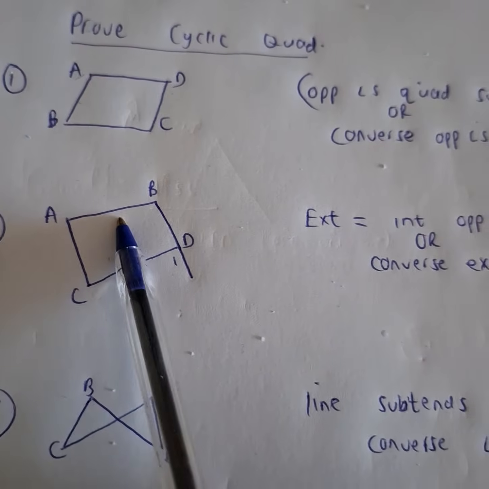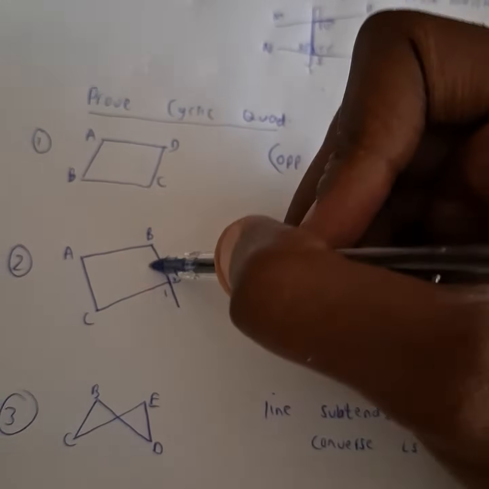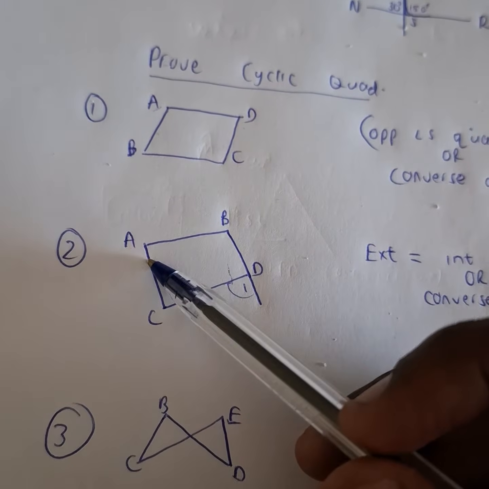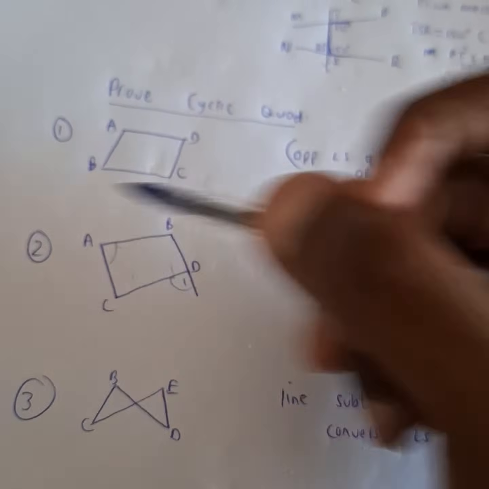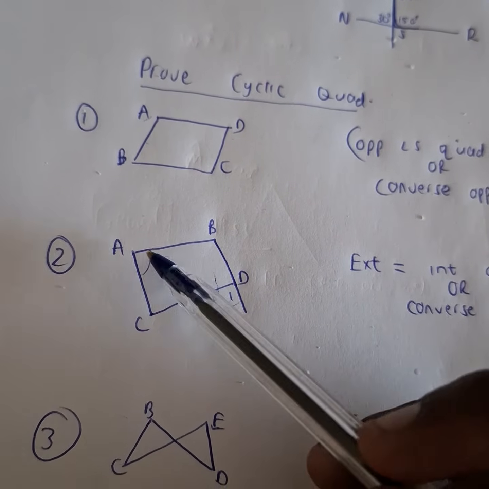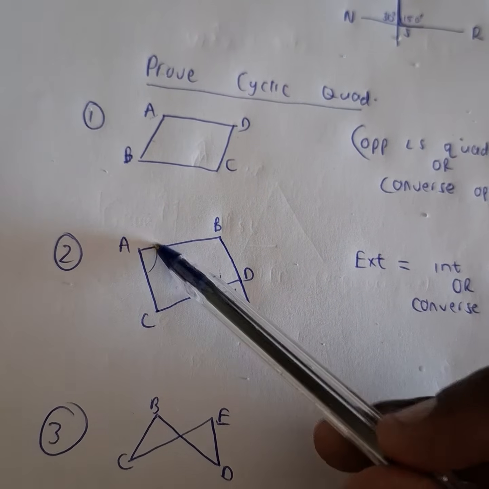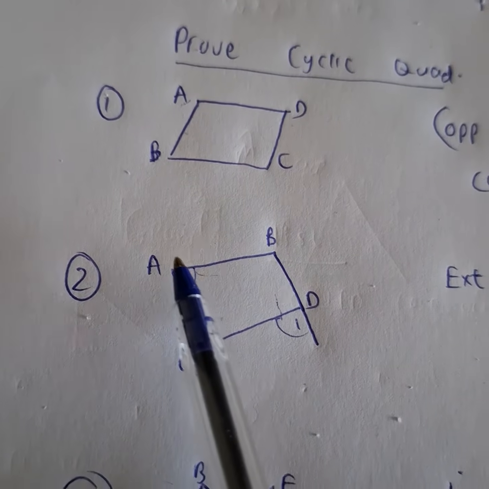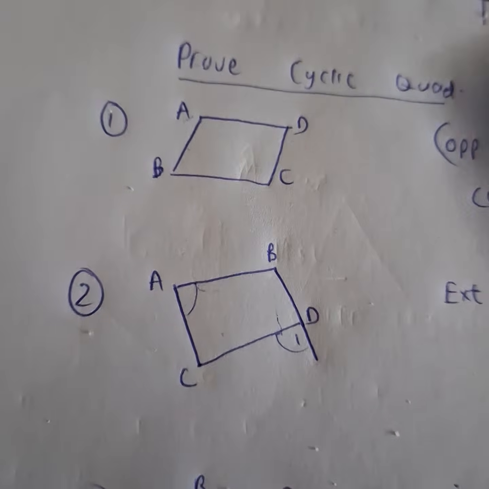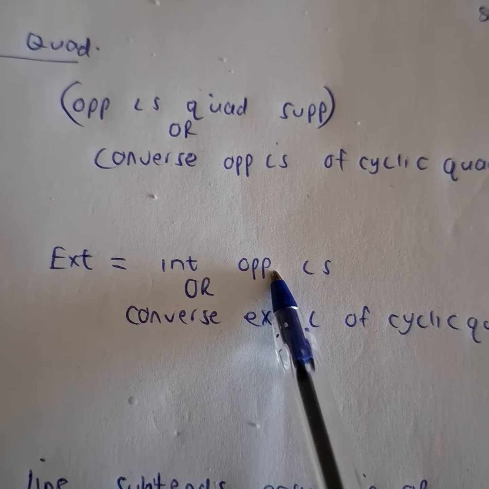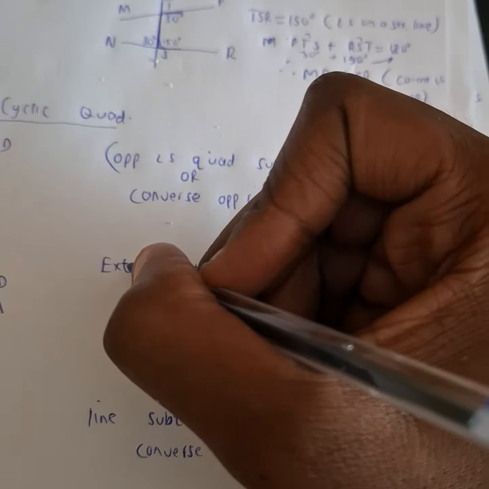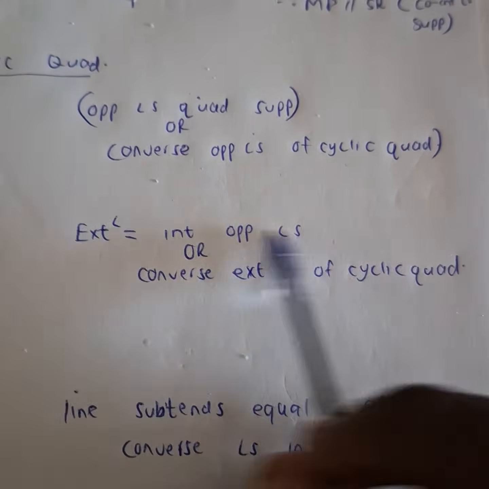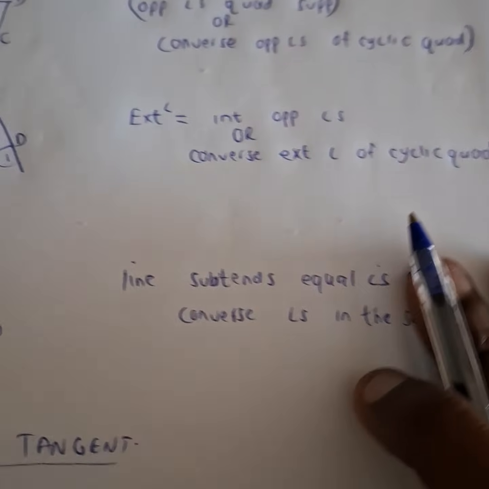The second case would be proving that the exterior angle of that quadrilateral is equal to the interior opposite angle. So if in some way I can prove that angle D1 and angle A are equal, then I can conclude and say ABDC is a cyclic quad. Reason: exterior angle equals interior opposite angle. Or I could use converse exterior angle of cyclic quad.